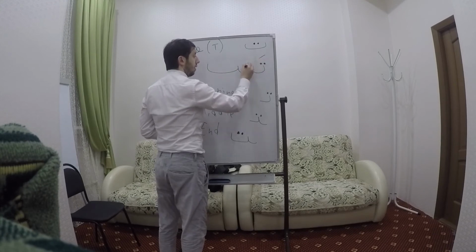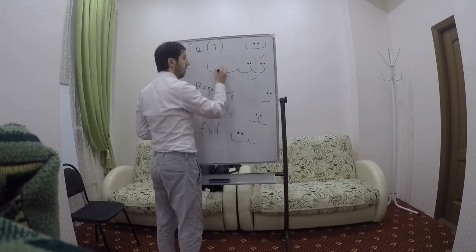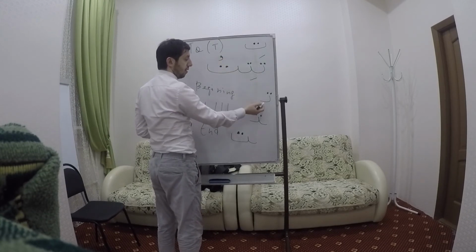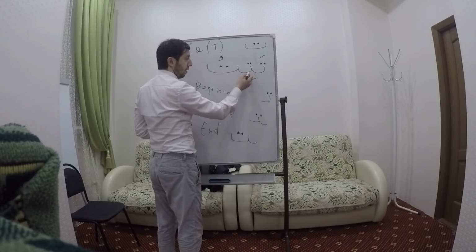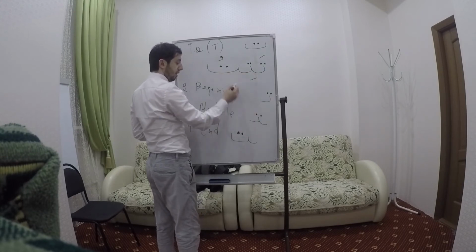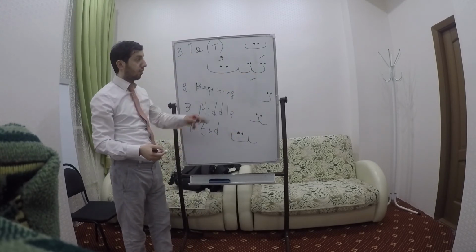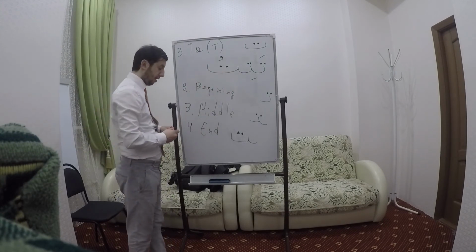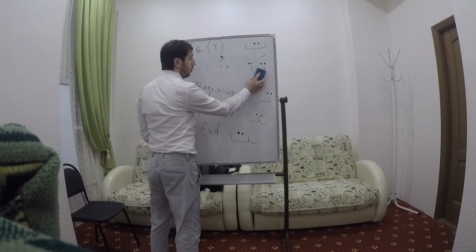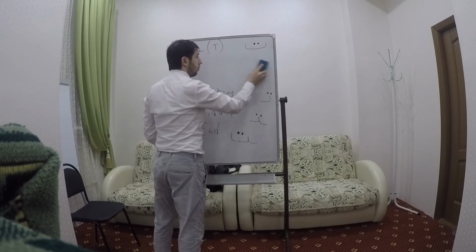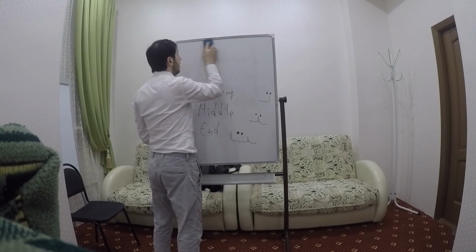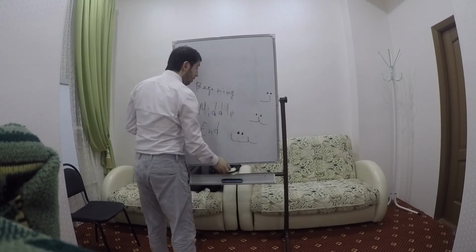it should be like this: ta, ti, and tu. So this one is the beginning form, this one is the middle, and this one is the end. Ta, ti, tu. It looks like ba. And I'll give you one more letter for today. The fourth.